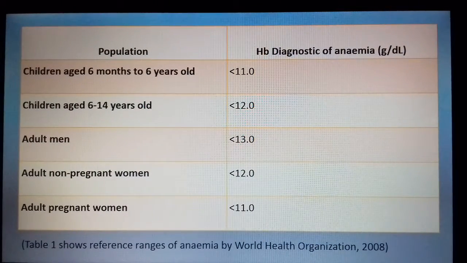Table 1 shows reference range of anemia by World Health Organization 2008. Population of children aged 6 months to 6 years old: if the hemoglobin is less than 11, it is considered anemia. Children aged 6 to 14 years old, the hemoglobin less than 12. Adult men, hemoglobin less than 13. Adult non-pregnant women, the hemoglobin less than 12. And adult pregnant women, the hemoglobin less than 11, it can cause anemia.